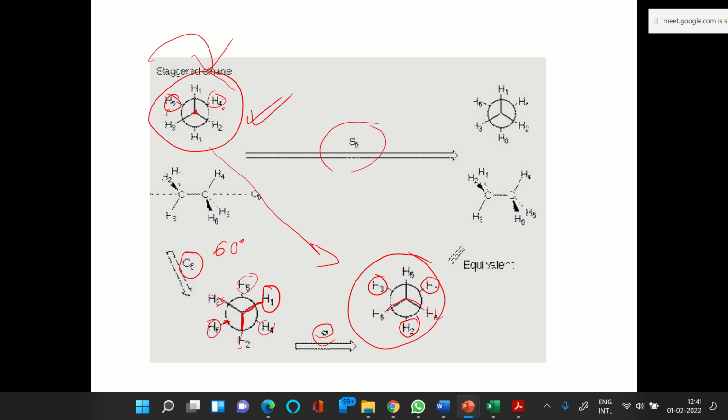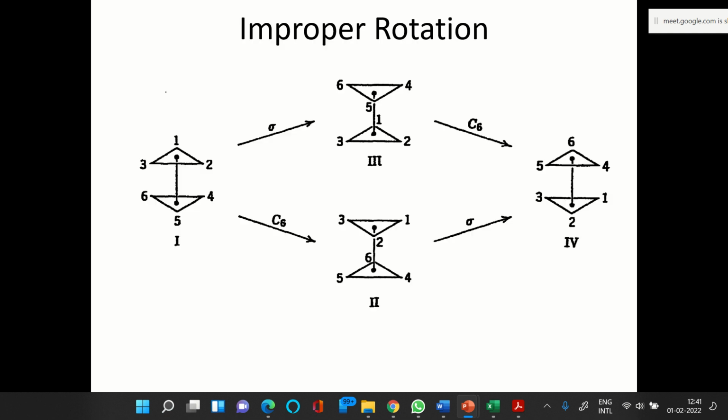So either you can draw it this way, or whichever we find is easy. So C6, then sigma, sigma, then C6, both resulting in the same configuration, which is 1 and 4 are equivalent. 1 and 3 are not equivalent, 1 and 2 are not equivalent, but 1 and 4 are equivalent. Okay, and so this is a symmetry operation. Combination of the two is a symmetry operation.